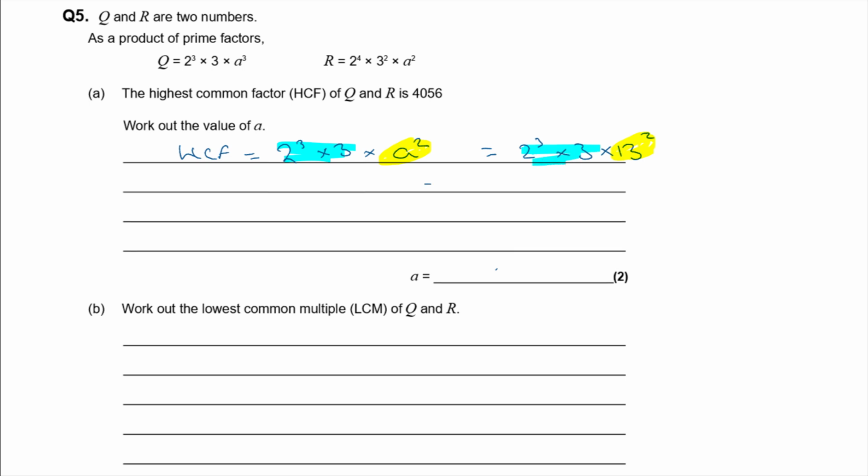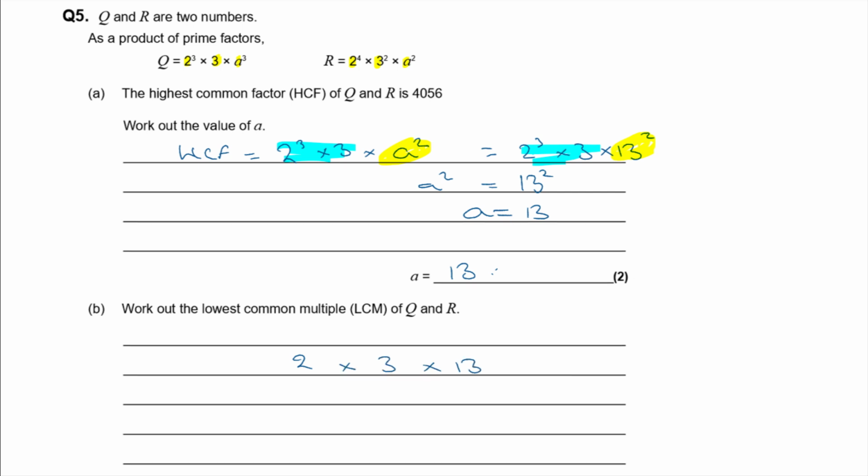So if A squared equals 13 squared, then A must be equal to 13, mustn't it? Okay, so A is 13. And then part B says work out the lowest common multiple of Q and R. Okay, so then again, I'm just going to pick out every base that appears to the highest power. So I've got a 2 appearing, I've got a 3 appearing, and I've got an A appearing, which I now know is 13. So that's going to be 2 times 3 times 13.